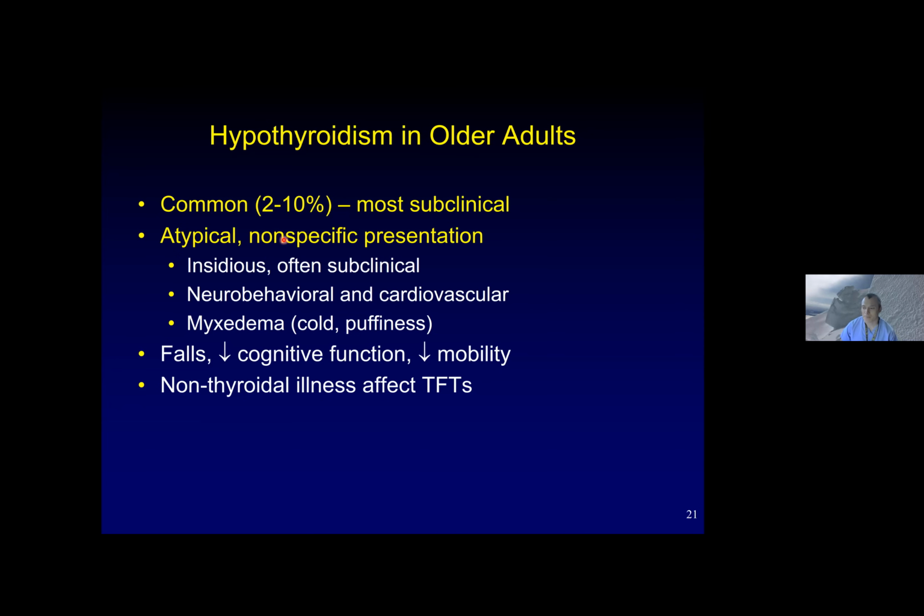Older adults can also have atypical and non-specific presentations. Sometimes it's subclinical, sometimes the manifestations are neurobehavioral and cardiovascular, sometimes you see myxedema-like edema, for instance, or cold intolerance. Other common signs and symptoms that are non-specific are falls, decreased cognitive function, and decreased mobility.